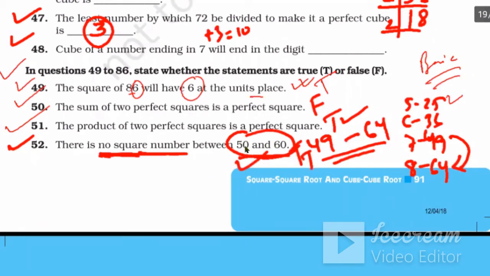Like this, you have to find. Before 50, it is 49. And after 49, the next number is 64, which doesn't come in between 50 and 60. That's why it's true.